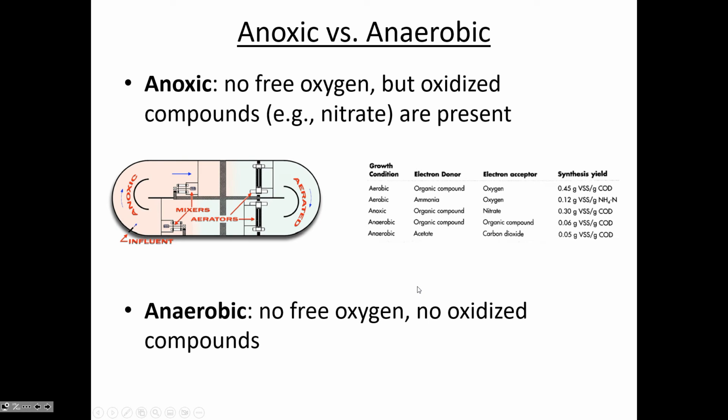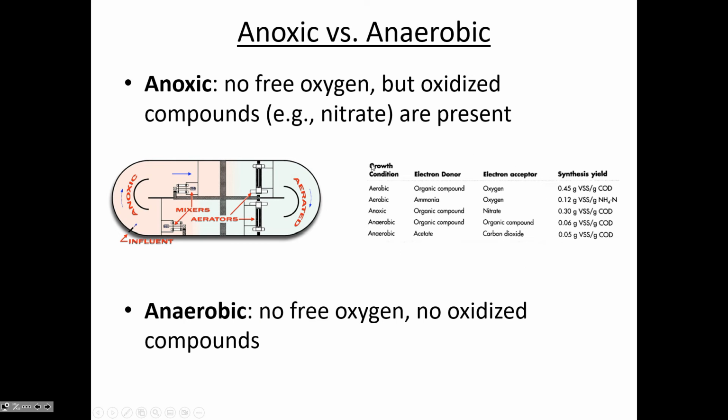Now, sometimes people use the phrase anoxic and anaerobic interchangeably, but technically those two terms mean slightly different things. In anoxic conditions, there's no free oxygen, that is, there's no dissolved oxygen, but there are oxidized compounds like nitrate present. And so the type of chemical reactions that can happen in an anoxic chamber are different from if it's fully anaerobic. If it's fully anaerobic, then that means that there's no oxidized compounds present as well.